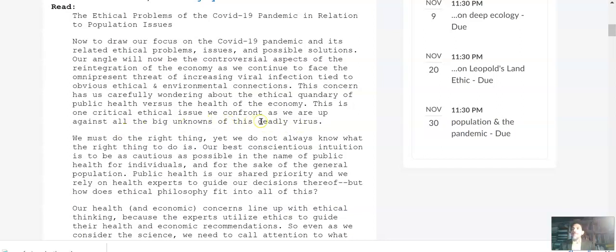So then the point is we have these overlapping issues: the economy, also health, also our ethics. Okay, so that's a lot of what we're getting into here. As you see this sentence, this concern has us carefully wondering about the ethical quandary of public health versus the health of the economy. In other words, this might be something that's versus, but in the same sense, it might also be something that's combined. So our ethical framework is a way in which we're situating this dichotomy here, public health and the health of the economy.